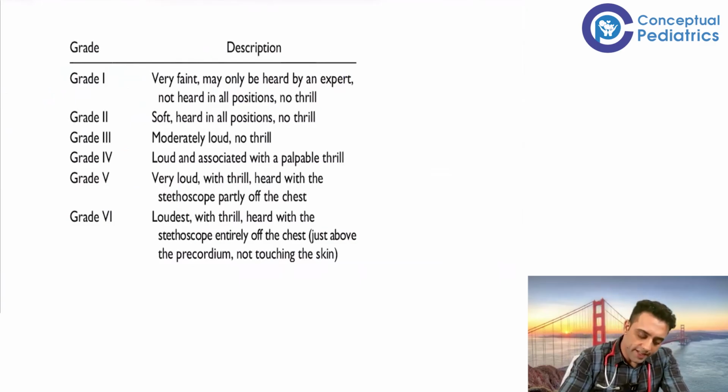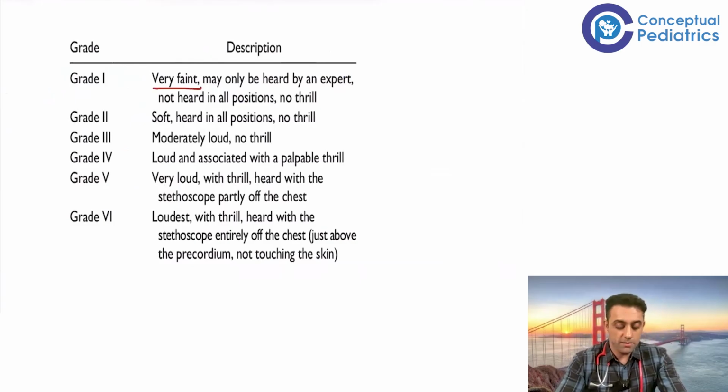If the murmur is very faint, maybe heard only by an expert, then it is grade 1. Very faint murmur is grade 1. If the murmur is soft, but it is heard in all positions, in all the areas, but it's very soft, that is grade 2.